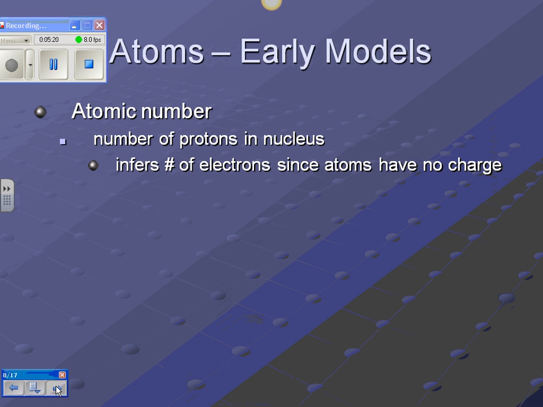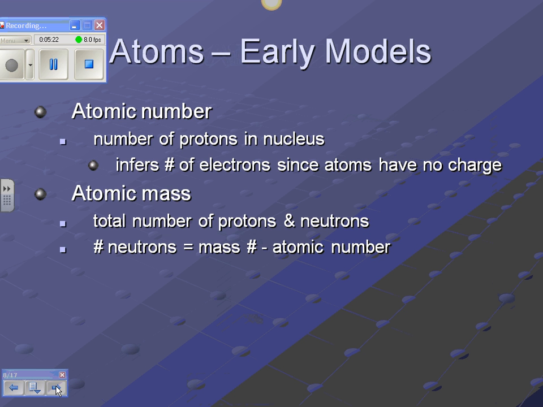Now, from all of this, what makes an element different, what makes an atom different, is the number of protons. So on a periodic table, we see an atomic number. That number tells us the number of protons. Since atoms are electrically neutral, it implies that the number of electrons equals the number of protons. What gives an element mass is the number of protons and neutrons.